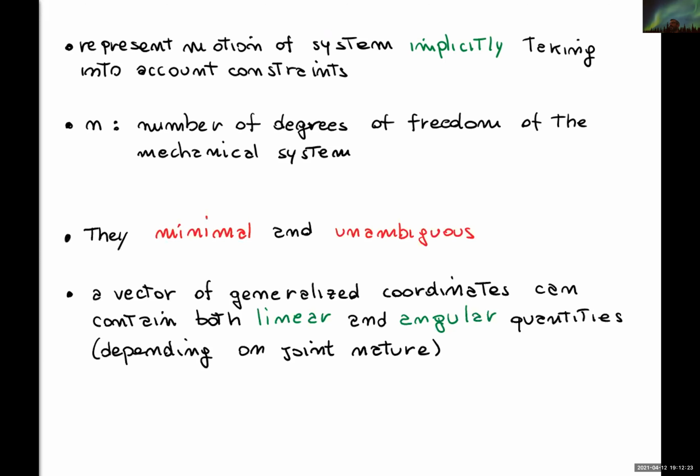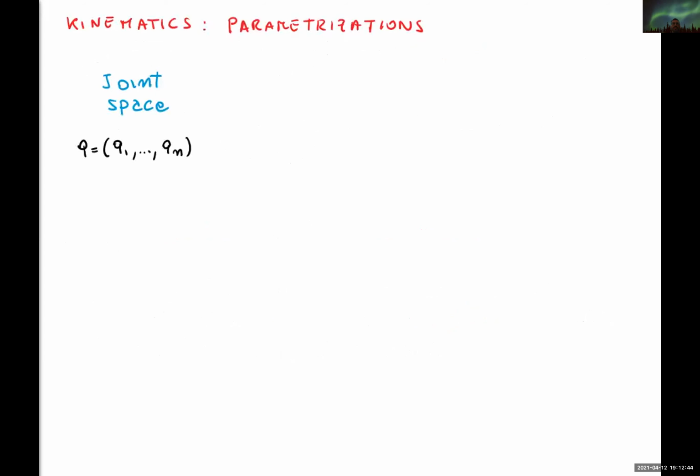So if you have a rotational joint, we will have a generalized coordinate that is an angle. And if you have a prismatic joint, you will have a generalized coordinate that is a position, a linear position, relative of one link to the other.